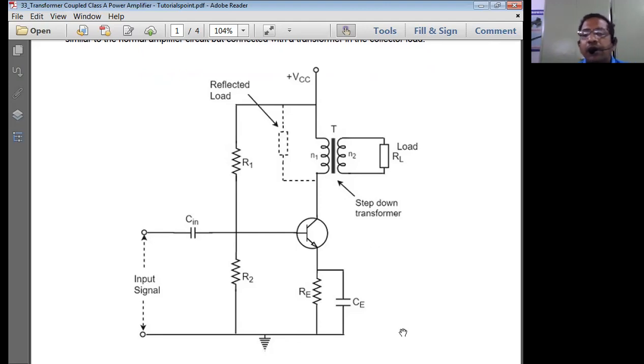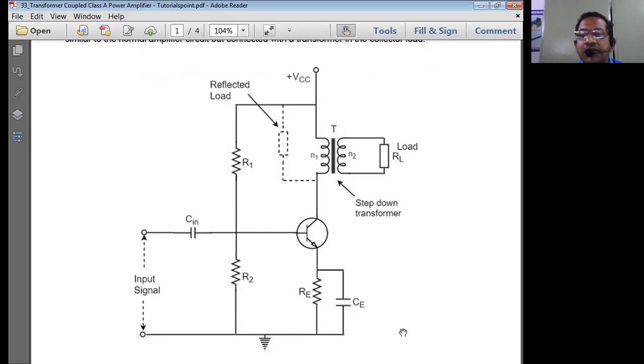What are the advantages of transformer coupled? Why are we going for transformer coupled? We can achieve impedance matching, very good impedance matching can be achieved. The output efficiency of the circuit can be increased. The gain of the circuit is also going to get increased. So these are the advantages.